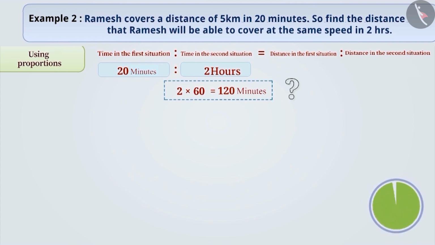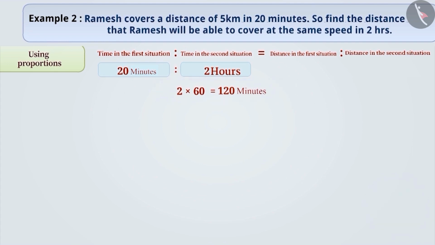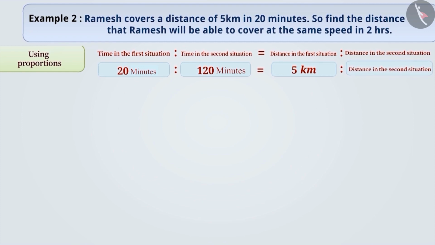Absolutely correct, because in a ratio, the units of both the quantities need to be the same. So, in this ratio, the time of the first situation is 20 and second situation is 120. Similarly, the distance being covered in the first situation is 5 kilometers and we have to find the other distance.